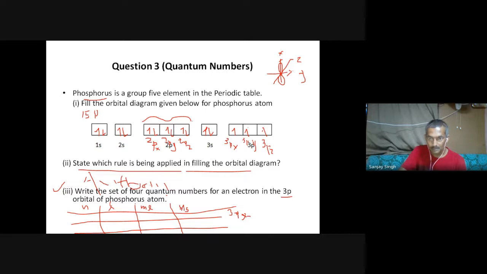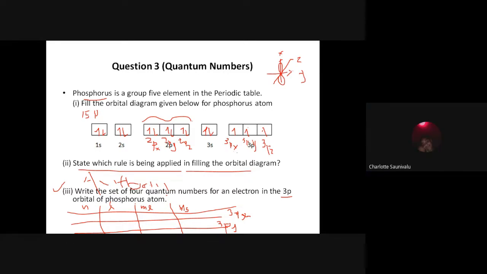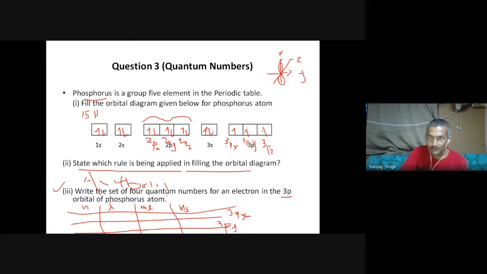Px, then for 3py, and then you can write down for 3Pz. Okay, so what is the principal quantum number over here? Yes? Three. It's already shown here. The number in front here, can you see? It's 3P. So this three signifies the main shell.